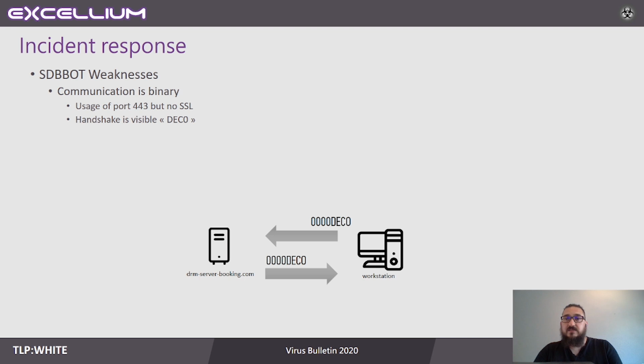When SDB bot is starting, it sends to the CC 4 bytes, which are 0000 DEC0, DEC0, and the server answers the same. After that, the communication is established and it starts sharing and receiving and, well, starts to work.